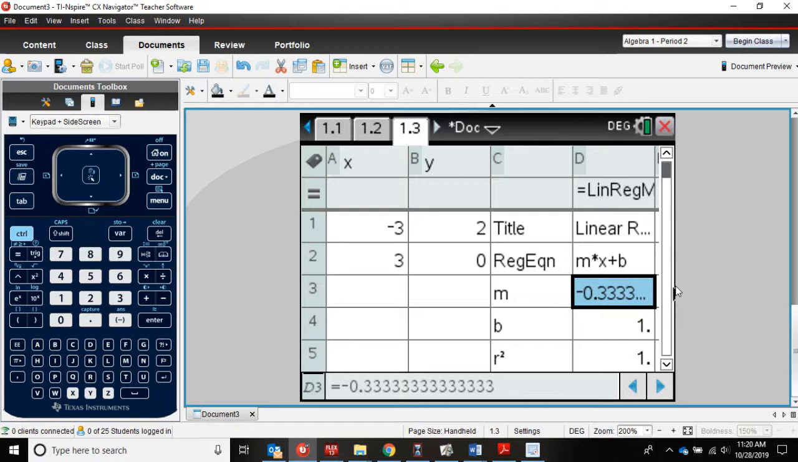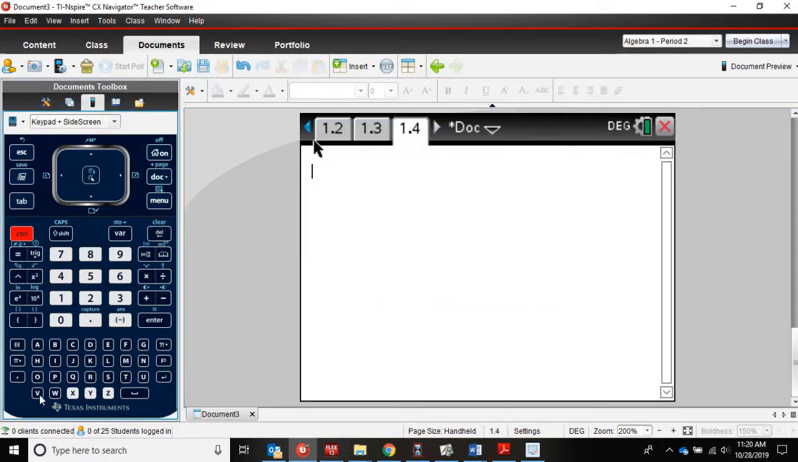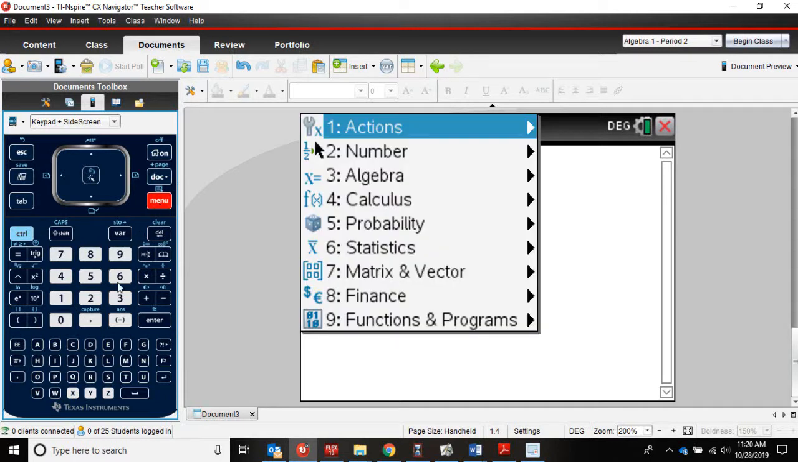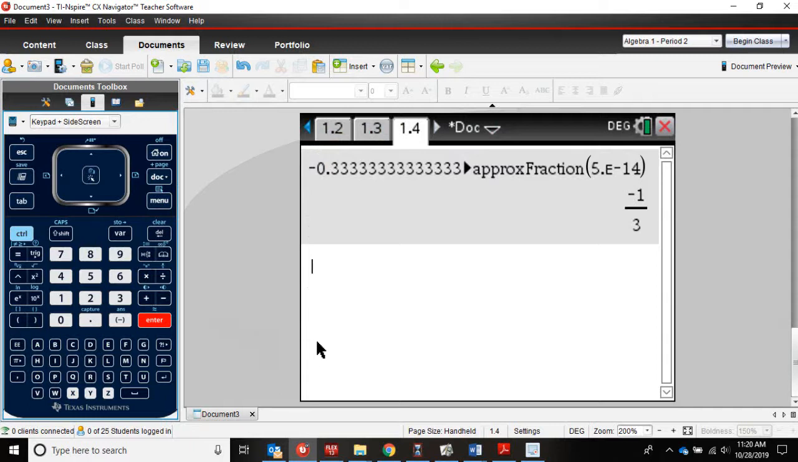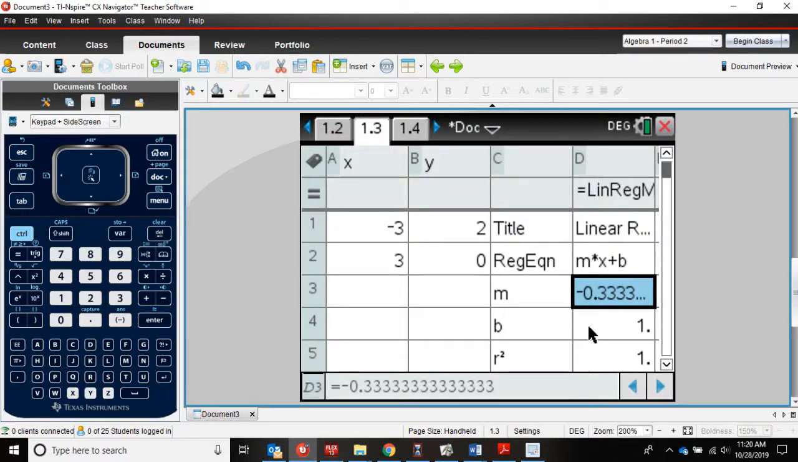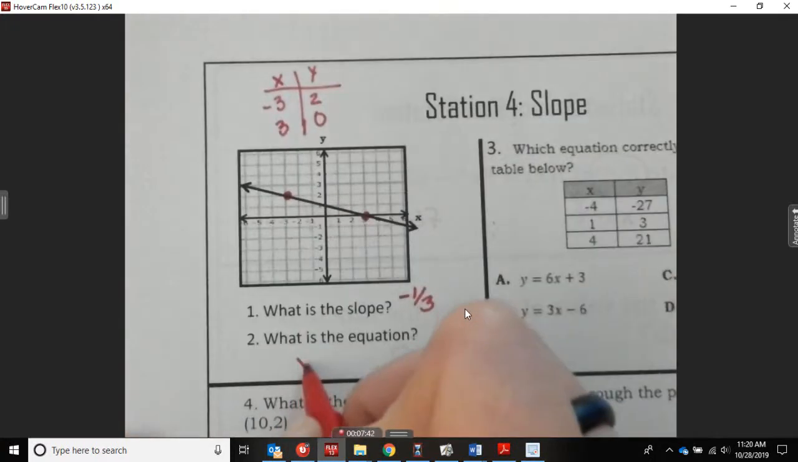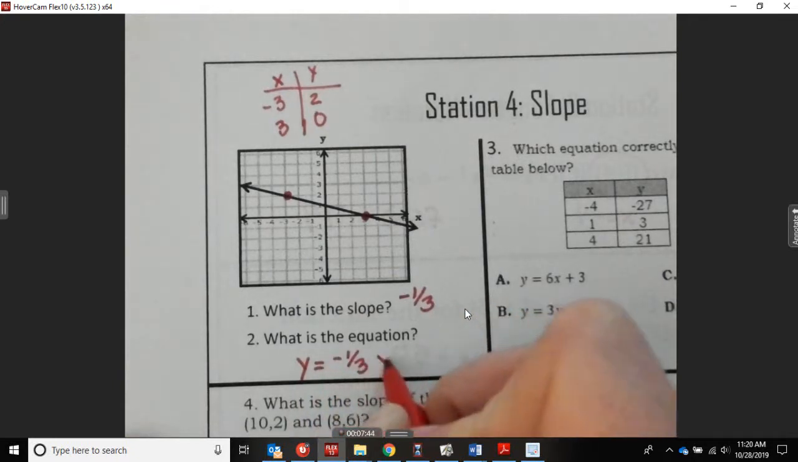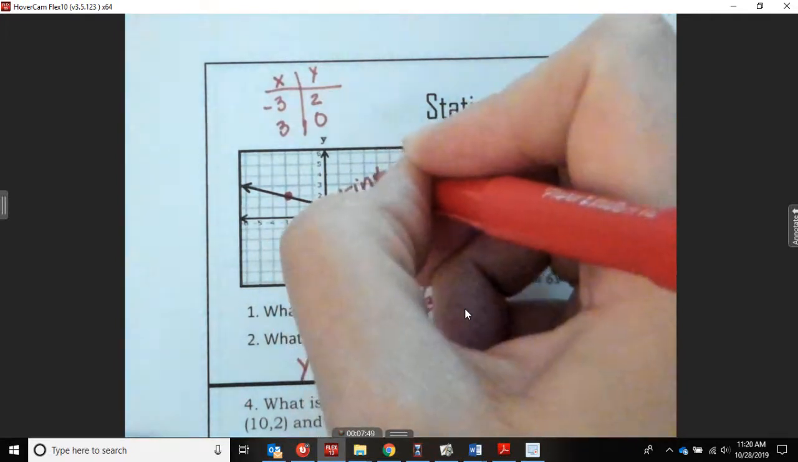So remember, you highlight it, you press Control and C to copy it. You go to a new calculator page, you press Control V to paste it, and then menu, 2 for number and 2 for fraction, and we get negative 1/3. So that's our slope. And then this right here is your y-intercept, so that's how you write your equation. So my slope is negative 1/3. My equation is negative 1/3 x plus 1, 1 being your y-intercept. Okay?